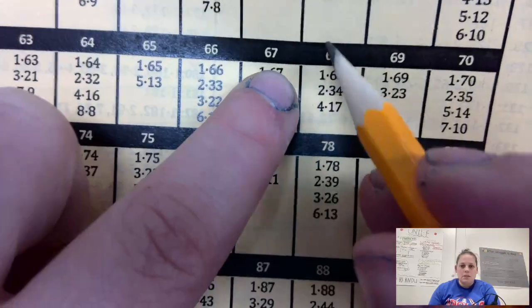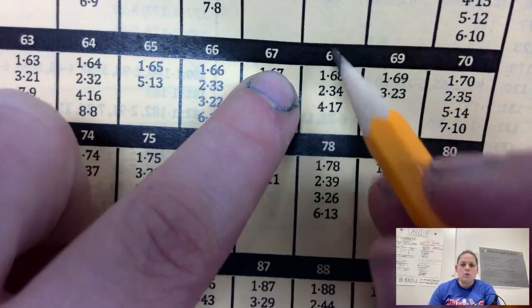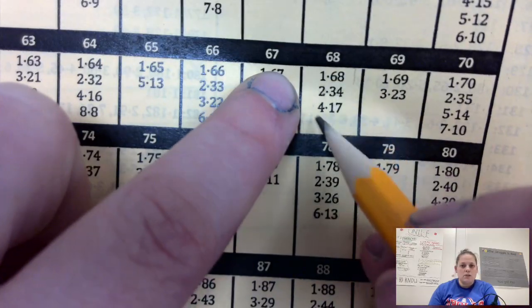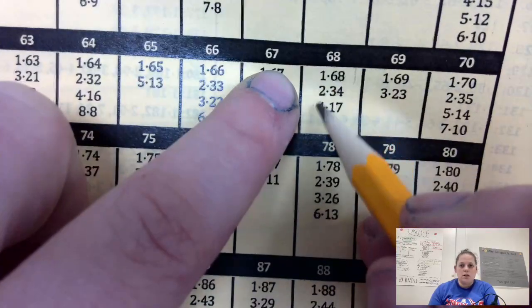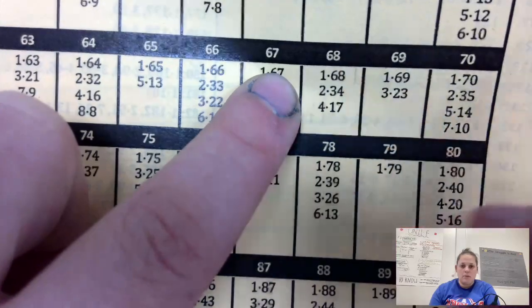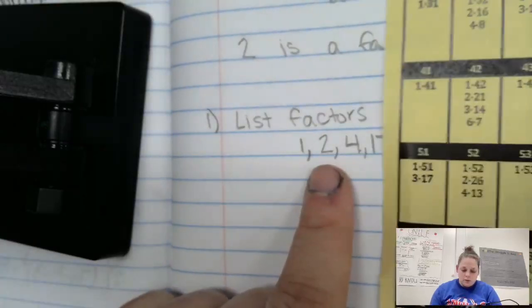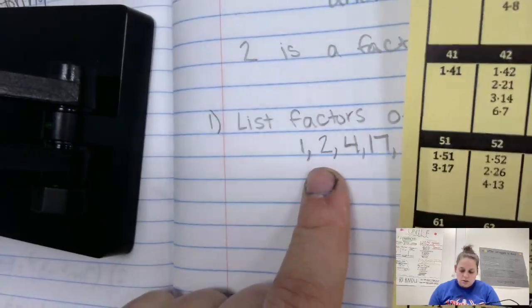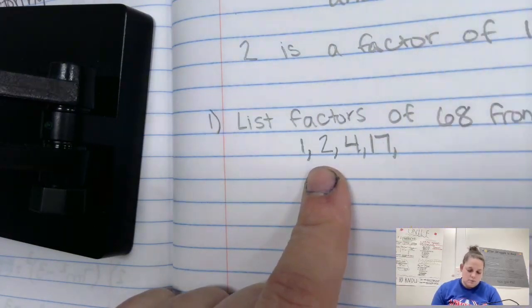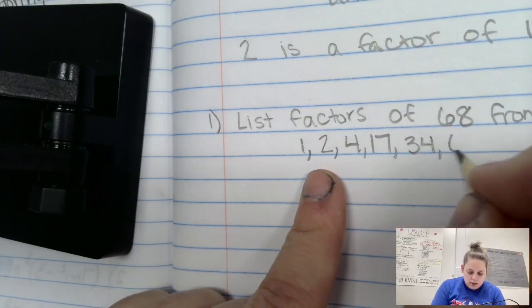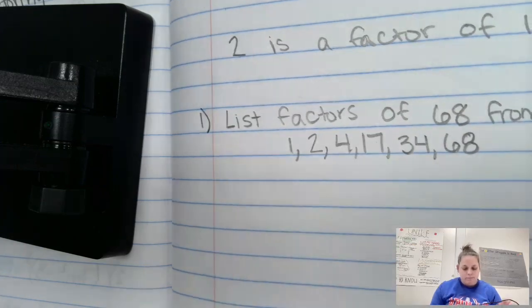So 1 times 68 is 68, 2 times 34 is 68, and 4 times 17 is 68. So as I list my factors, I want to go least to greatest. I'm going to start here, go down, and then go back up. So 1, 2, 4, 17, and then it was 2 times 34, and 1 times 68. Okay.